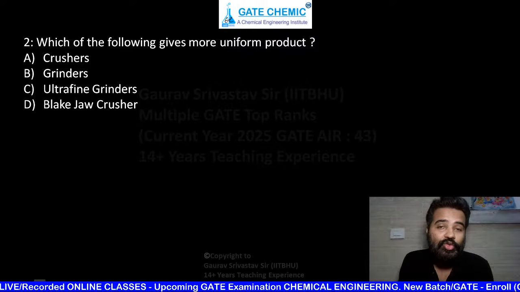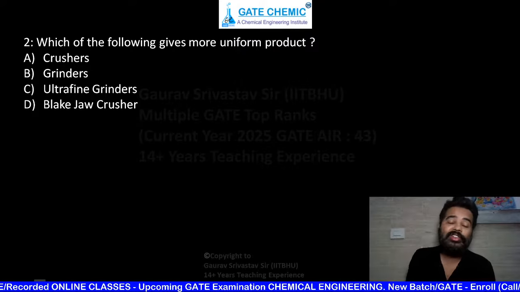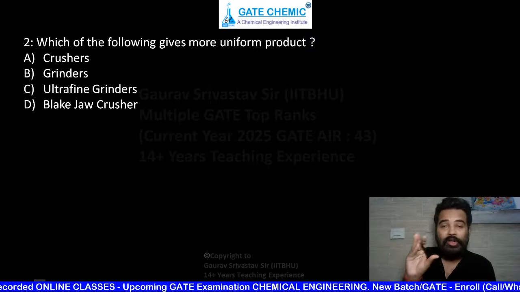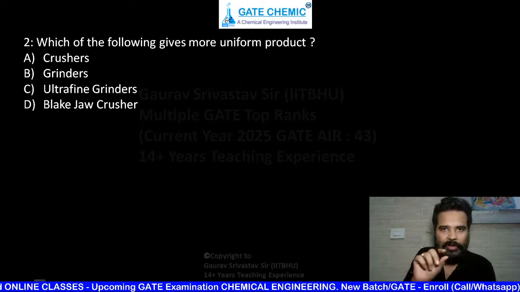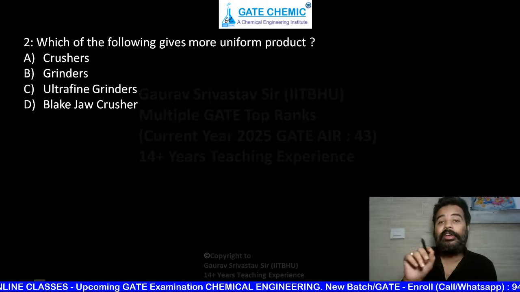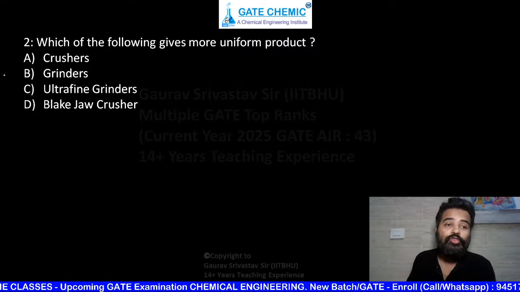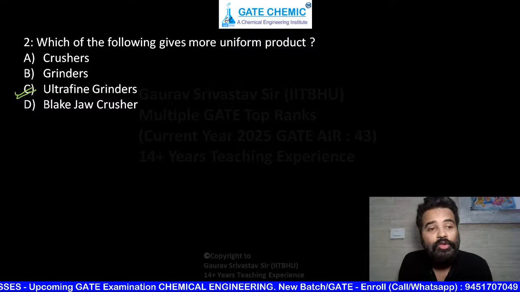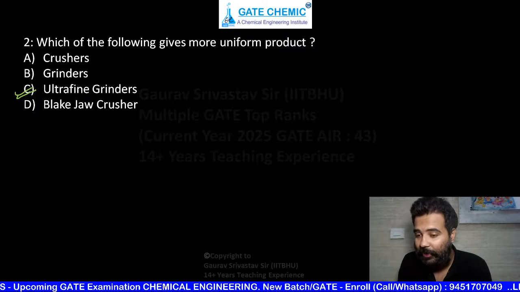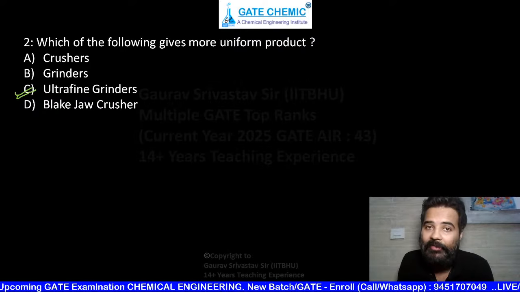When you are going to use crushing machines, crushers can give you dust and also big particles. Grinders mostly give powders, ultra fine, very fine powder. So clearly, what is more uniform? Ultra fine grinders. It's C, the ultra fine grinder.